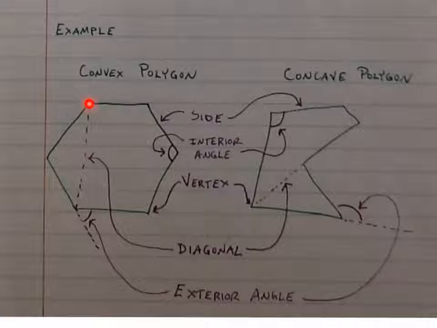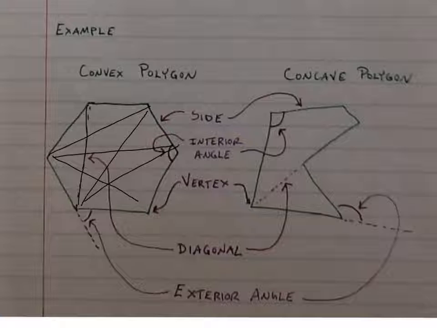On a convex polygon, every single diagonal is actually contained inside the polygon. So if I were to take the time to draw every diagonal that exists, you'll see they all are contained within the polygon. Whereas on the concave polygon, we have this diagonal here, which is on the outside of the polygon. So that's the difference between a convex and concave when you're talking about diagonals.